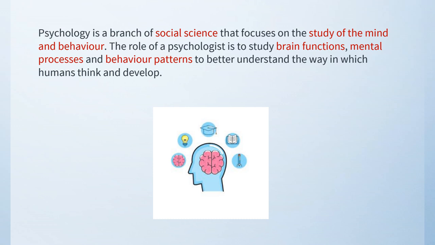Right, so let's get into psychology. So psychology is a branch of what we call the social sciences. Okay, so you have got maths and chemistry and those physical kinds of sciences. This is a social science. And ultimately what psychology does, it's a study of the mind and behavior. So the role of a psychologist is to study brain functions, to study mental processes, as well as behavior patterns, to better understand the way in which humans think and develop.